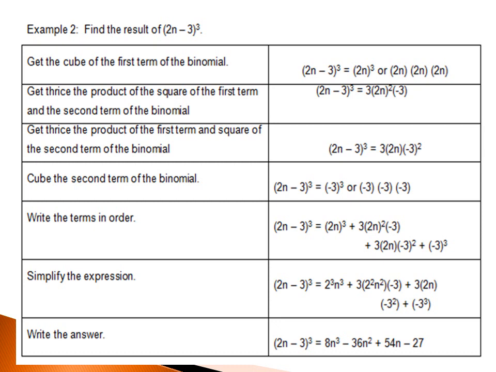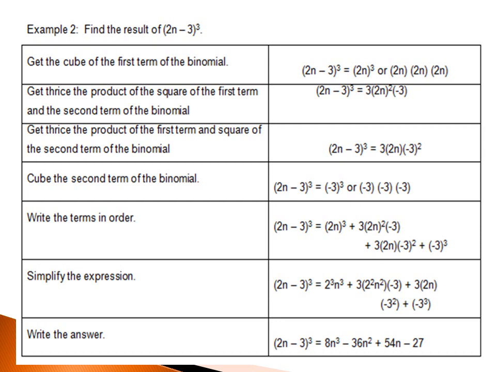We have 2 cube n cube plus 3 times the quantity of 2 squared n squared times negative 3 plus 3 times 2n times negative 3 squared plus negative 3 cube.